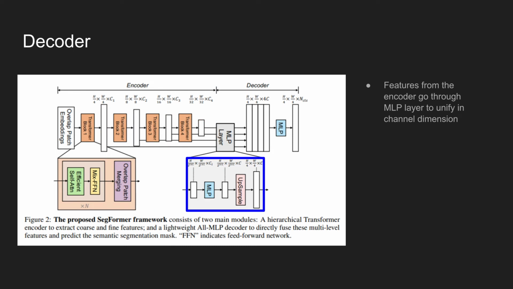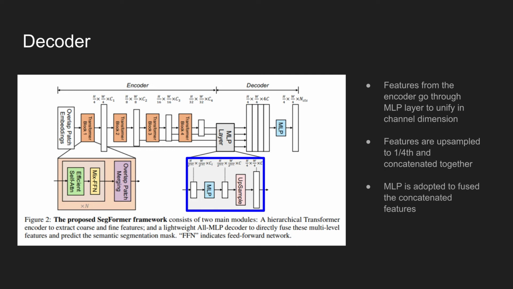First, multi-level features from the encoder are fed into the multilayer perceptron layer to unify the channel dimension. Then the features are upsampled to 1/4 of the size and are concatenated together. Third, an MLP layer is adopted to fuse the concatenated features. Finally, another MLP layer takes the fused feature to predict the segmentation mask.